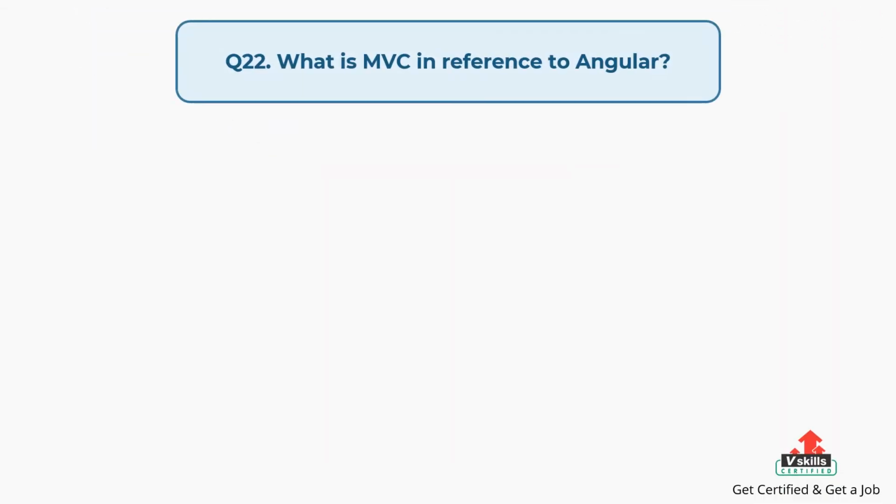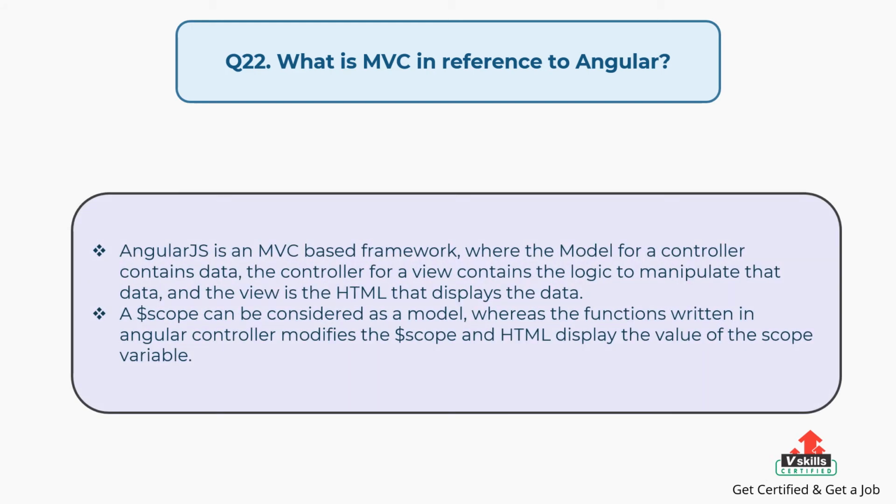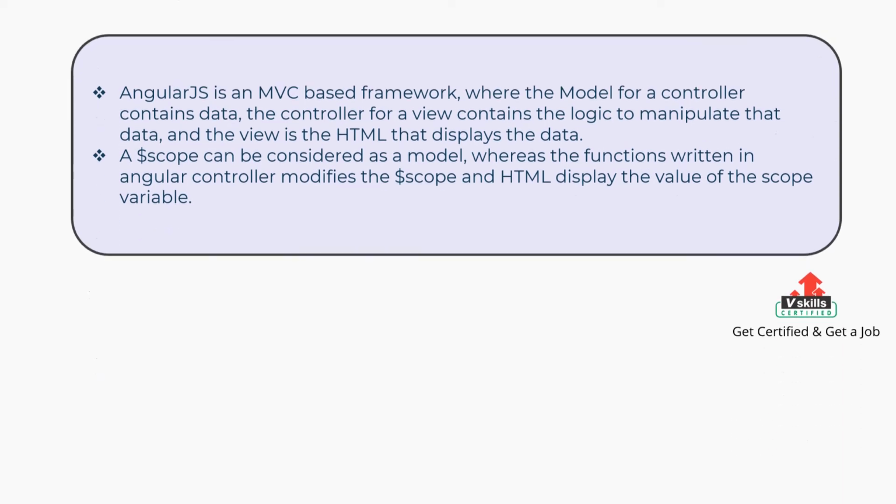Question number 22. What is MVC in reference to Angular? The answer is, AngularJS is an MVC-based framework, where the model for a controller contains data, the controller for a view contains the logic to manipulate that data, and the view is the HTML that displays the data. A scope can be considered as a model, whereas the functions written in Angular controller modifies the scope and HTML displays the value of the scope variable.